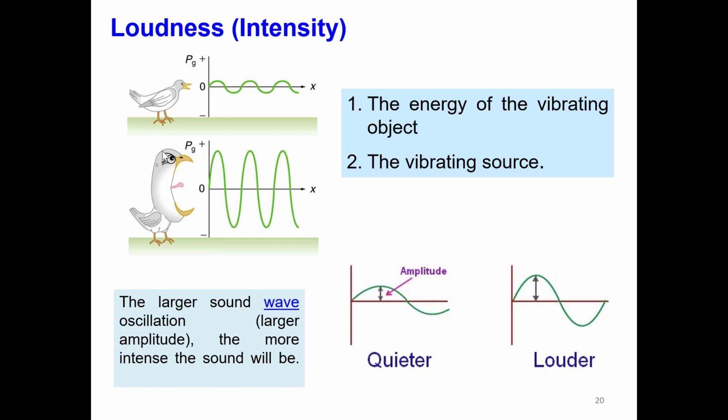The intensity is related to the loudness of the sound, and the loudness of the sound is related to the amplitude. A larger amplitude of the sound wave corresponds to a louder sound. More amplitude in the sound wave corresponds to larger intensity, a louder sound, and small amplitude corresponds to a quiet sound or less intensity.